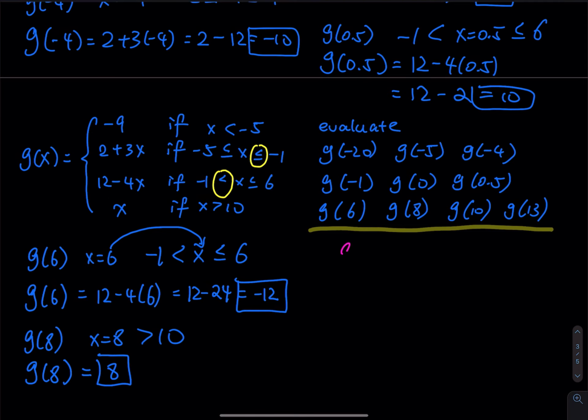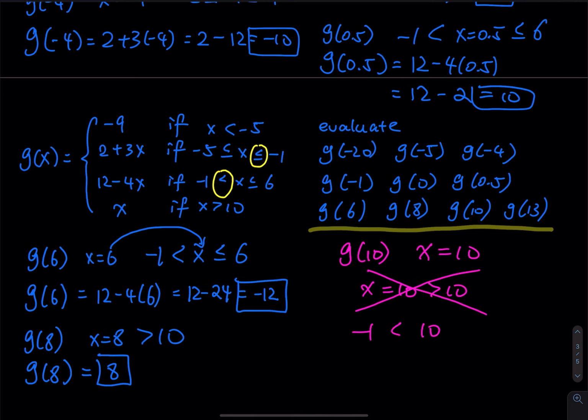So g of 10, right? So that means x equals 10. Is x equals 10 greater than 10? The answer is no, right? 10 is not greater than 10. Then what do we do? Can we stick the 10 right here? Can we say this? Yes or no? No, forget it.